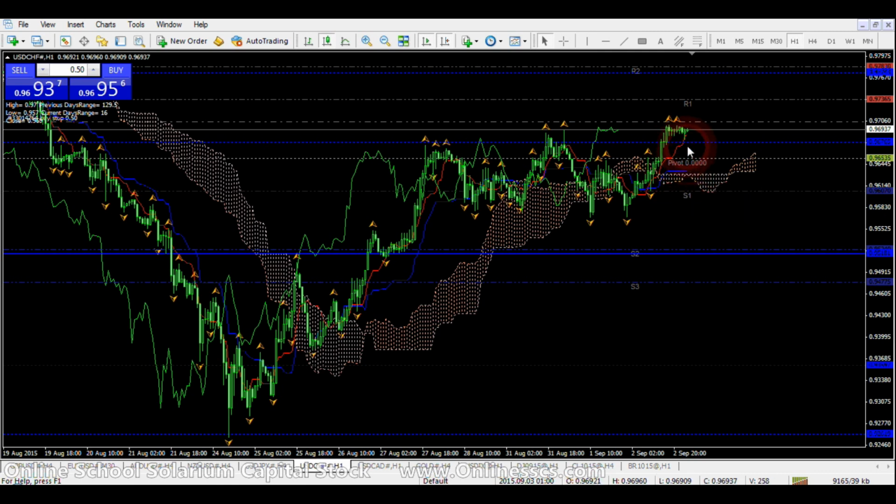When can you confirm this buy position? When these two blue and red lines, both of them, go upwards, face upwards.